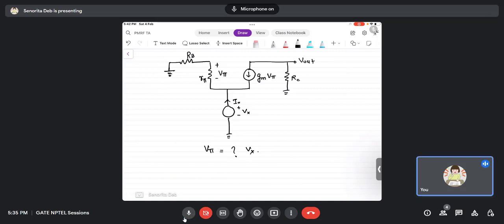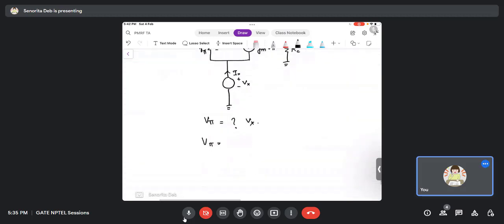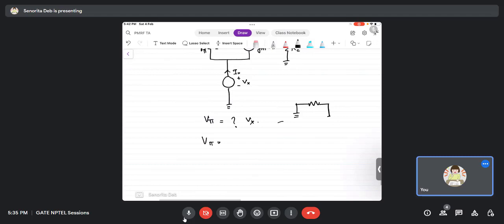So I think you have drawn. So V pi is nothing but what? V pi is the voltage across one of a series combination of resistors. So basically, what I've drawn is this RB, R pi, and this node is V pi, right? So you can easily use voltage division and you can find V pi. So what is V pi? V pi is R pi upon R pi plus RB into Vx. I think there is no doubt here. Please see.